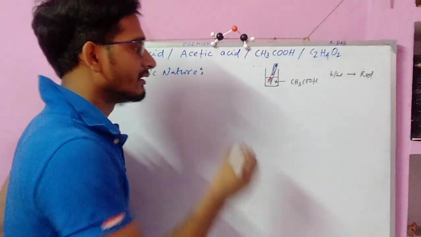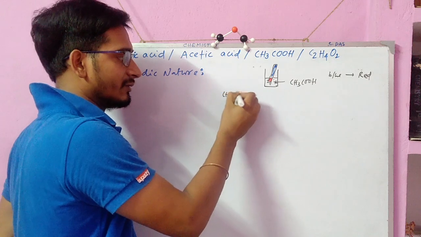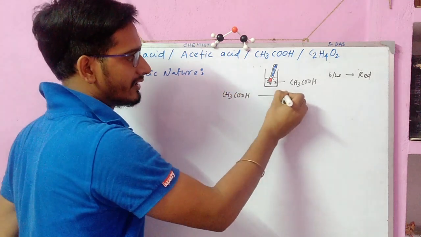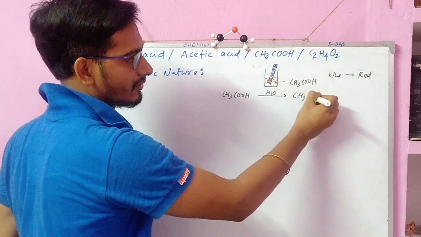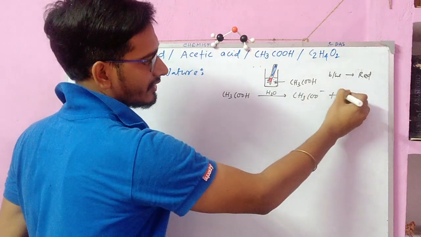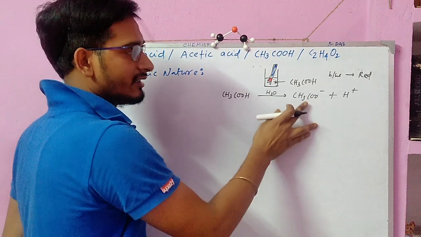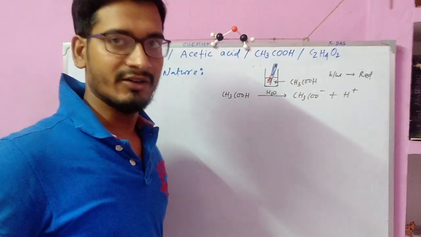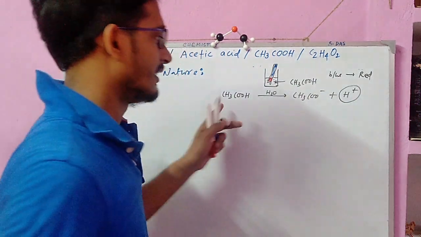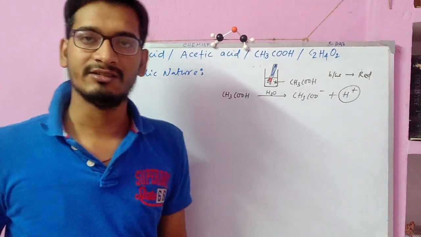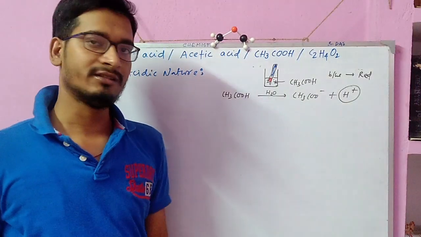Again, when acetic acid is placed in water, it is dissociated as CH3COO- plus H+, acetate ion and hydrogen ion. So you can conclude from here that acetic acid is an acid.